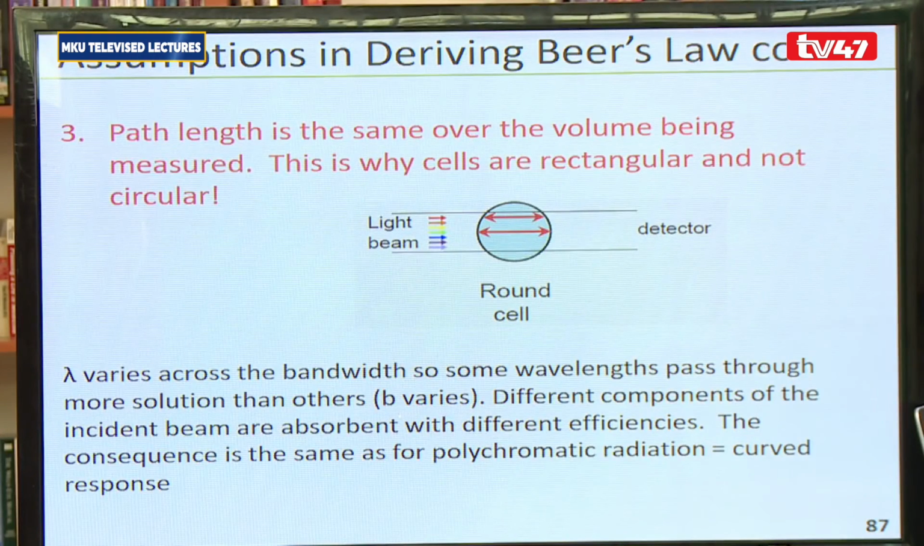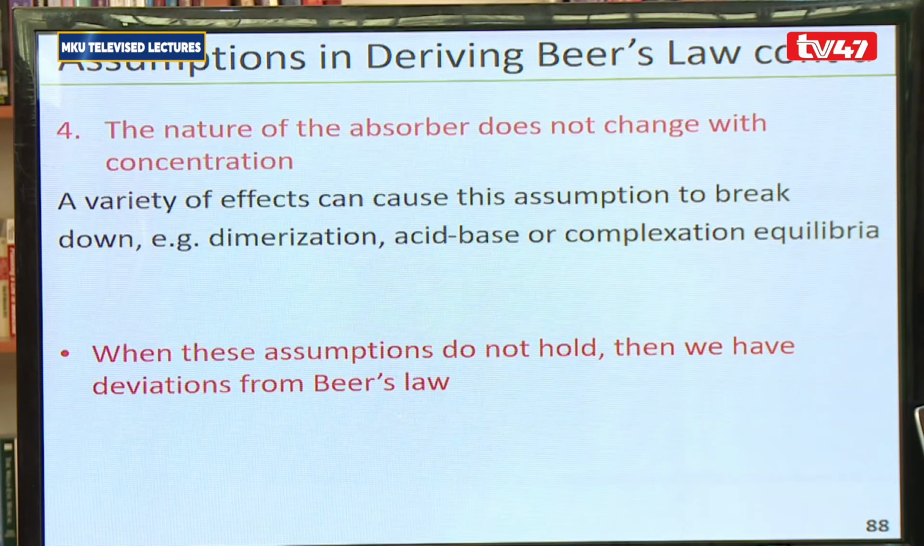Then we also assume that the path length is the same over the volume being measured. The path length should not change. It is for that reason we don't have circular cuvettes. With a circular cuvette, the distance that light passes through may not be the same. For example, at this point the value of b is larger, so the light is traversing a larger distance than at another point. Because of the relationship, that will translate to a problem, and you are likely to encounter deviations from linearity.